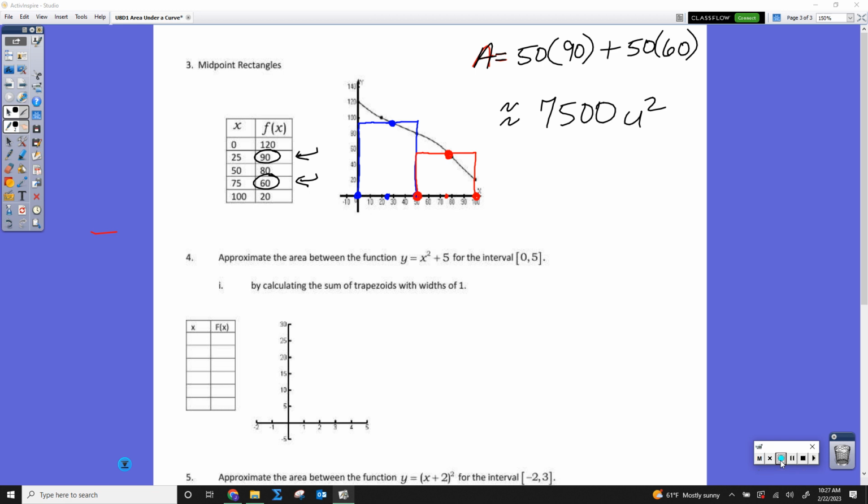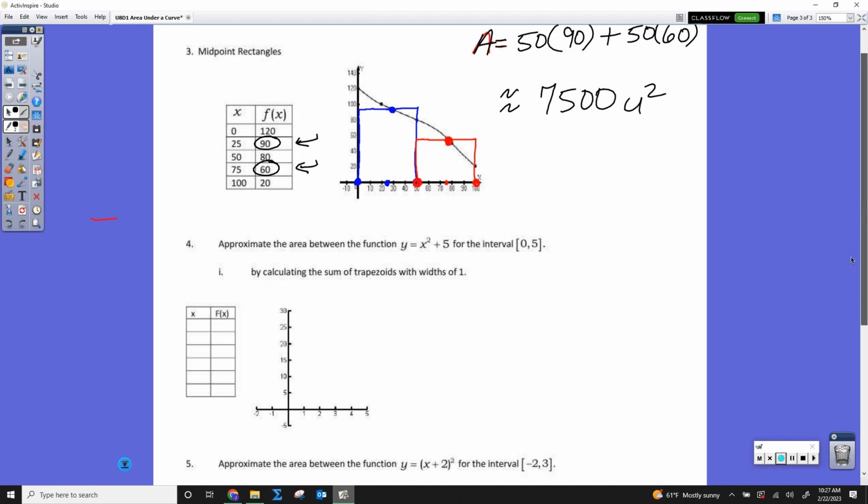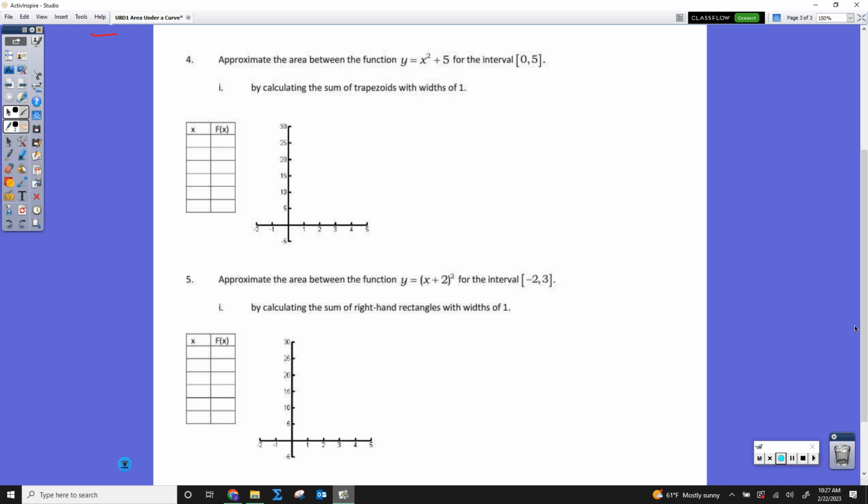Okay, that's typically what we have. Left hand, right hand, which is more common. Then every once in a while they like to throw in the midpoint rectangles. Okay, so the last thing that I want to talk to you about is that there is another approach. It's called the trapezoidal method. So if we have trapezoids instead of rectangles, let's look at one of these and see what it looks like.